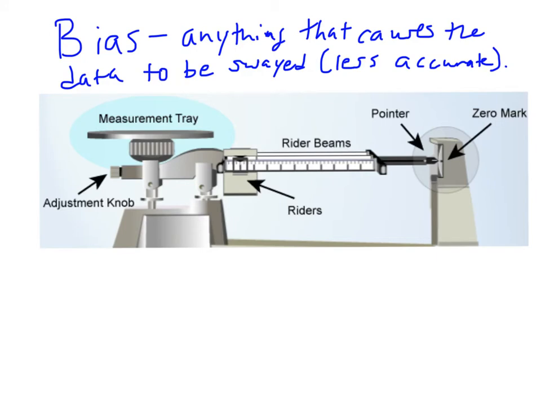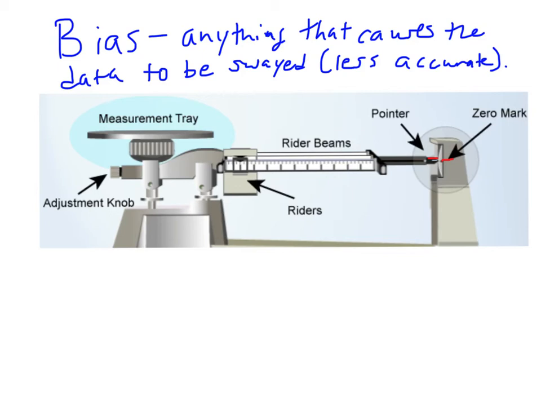Now let's talk about bias. Bias is anything that causes the data to be swayed or be less accurate, further away from the true or accepted value. What you're looking at right now is a triple beam balance. On a triple beam balance, we have two lines, a line over here and a line here, and this is the zero line. Those two lines have to match each other before you ever put anything on the measurement tray. Notice that it is empty over here.